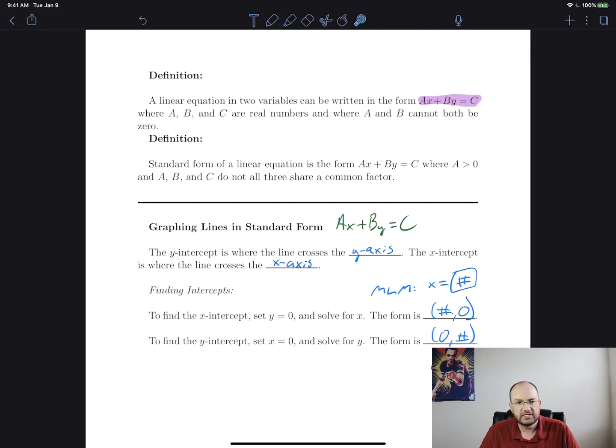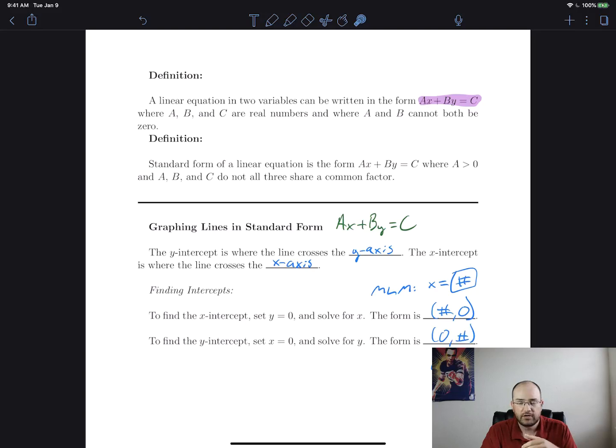Now, one thing to keep in mind with this isn't just for lines or anything like that. Always, to find any x-intercept, or to find all x-intercepts, if there's more than one, there won't be for lines, but there will be for polynomials, set y equal to 0 and solve for x. To find any y-intercepts, there's only going to be one, set x equals 0 and solve for y.